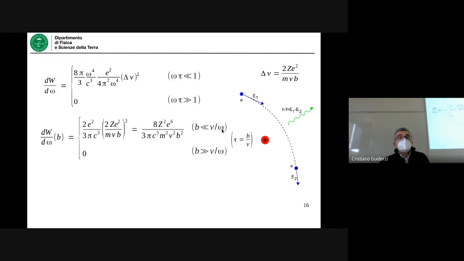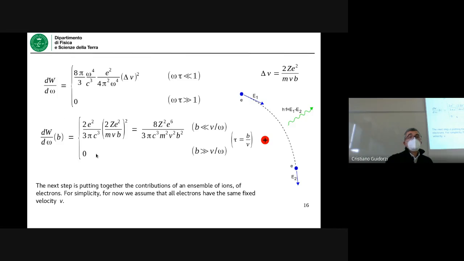You now imagine you fix the frequency and look at it as a function of the impact parameter. You see that when the impact parameter is sufficiently small for a given frequency and a given velocity of the electron, you have this power. When the impact parameter is too large, you have nothing.